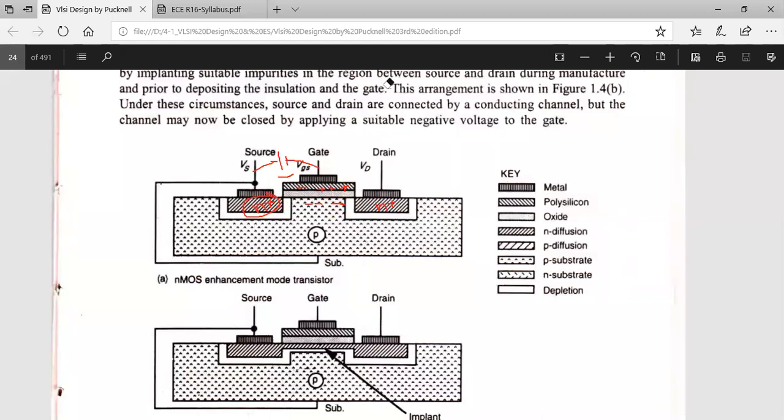The electrons which are present here start moving from the source to the drain. That means a strong channel is going to form between the source and the drain. It will be operating in such a way that there is a connection between the source and the drain. That is nothing but the channel.